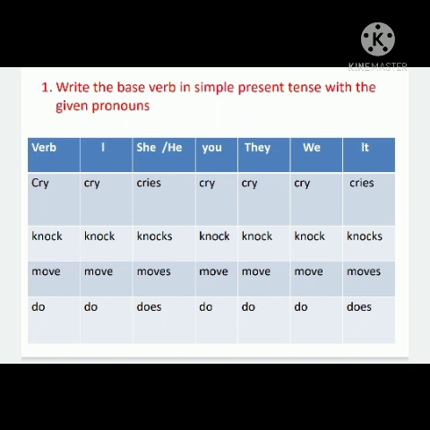Okay, now the next one, knock. It is knock for I. When he, she, it is there, we have to add s to it. So for the last one, it, again we add s: knocks. Now move. Moves for he, she, and again move, and for the last, it moves. We have to add s to move when it is he, she, it. The last one, do. This also we have to add es to the verb when it is in the simple present tense, that is she, he, it.